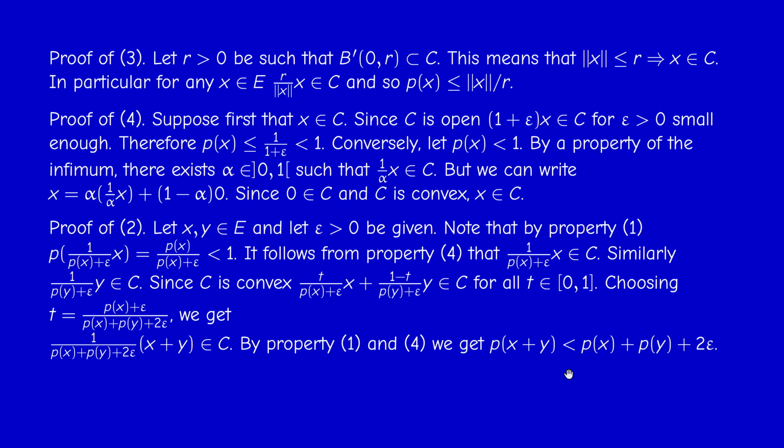Or if you like, we fix x and y, and we let epsilon tend to 0, we get the large inequality p of x plus y is less or equal than p of x plus p of y. So this proves that this is a very important example of a subnorm that we discussed in section 2.2. Okay, so this concludes the proof of this first result. And we'll explore more properties of this Minkowski functional in the exercises in the next video.